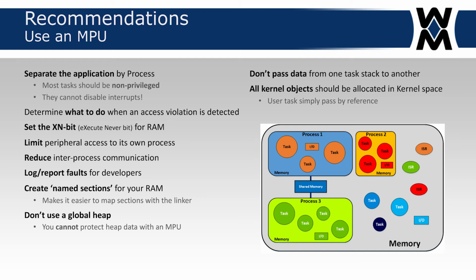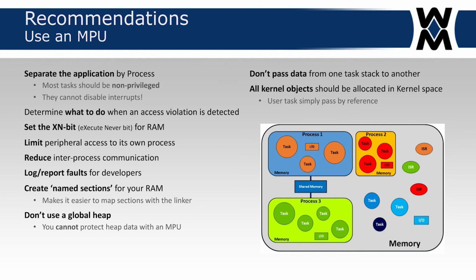Each process should limit access to its own peripherals. Reduce the inter-process communication. Yeah, you could use shared memory, but there are other ways you could share data. I didn't get into those details. You want to create named sections for your RAM. So when you're writing your system, if you're going to be using an MPU, start naming the sections of your RAM with names associated with these processes. It makes it a lot easier to create those linker scripts I mentioned.